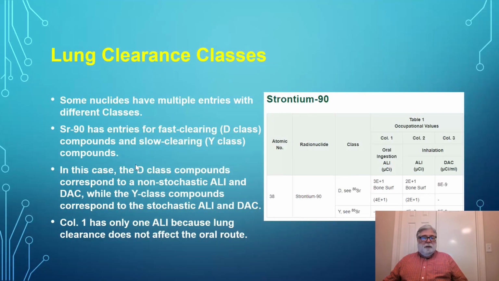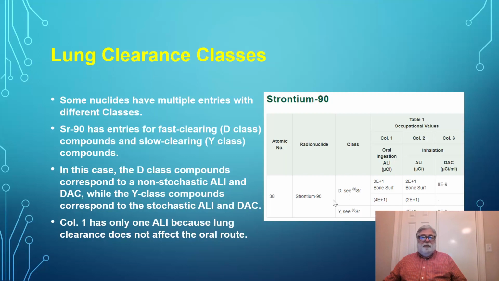So we will find out what our classes are based on the chemical composition. And so it has a fast clearing class and a slow clearing class. There is no W class for strontium. It's either soluble or it's not.